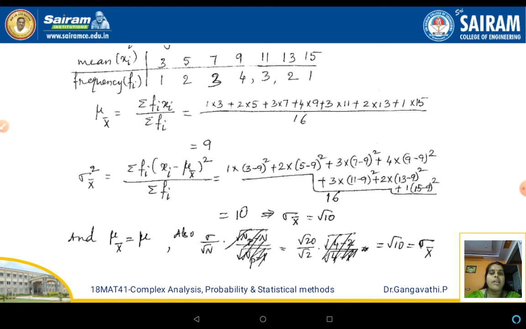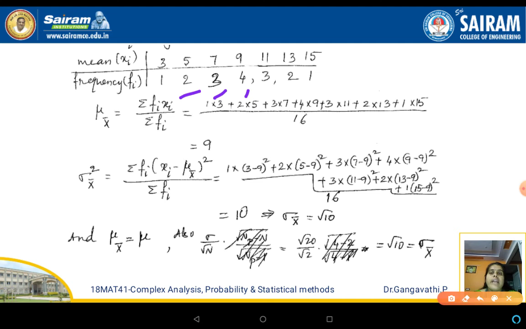You can look at the means you have obtained. 5 has appeared 2 times. Therefore frequency is 2; frequency distribution, F takes the value 2. 7 has appeared 3 times and 9 has appeared 4 times. 11 has appeared 3 times, 13 has appeared 2 times and 15 has appeared once. Therefore frequency values have been given accordingly.